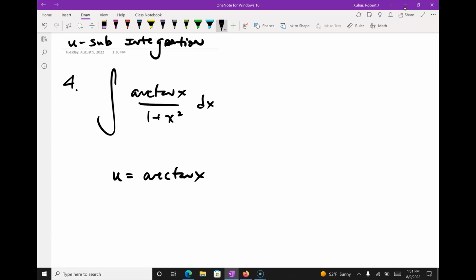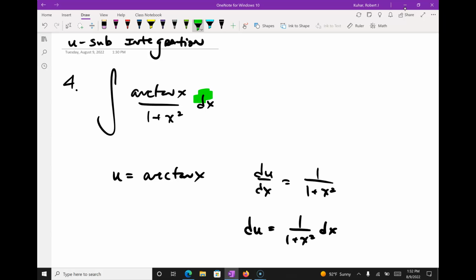What's du? What's du dx? What's the derivative of that? One over 1 plus x squared. So what is du? It's 1 over 1 plus x squared times dx. Do I have that? Yes, that's du. What's arctan? u. So now I have the integral of u du.